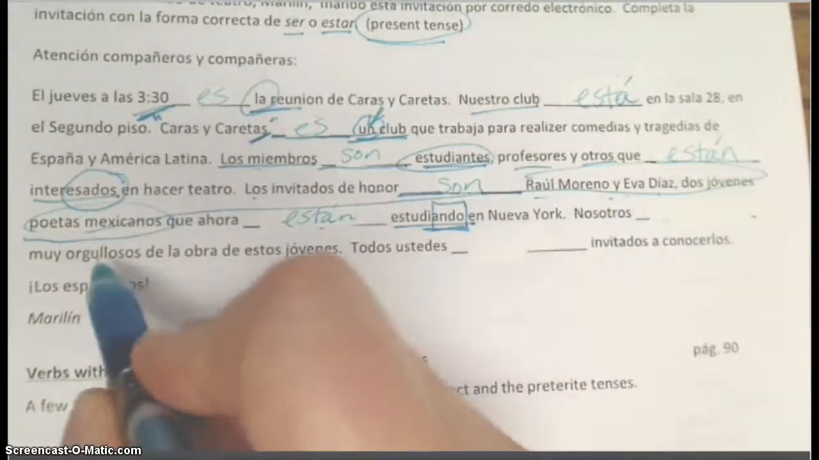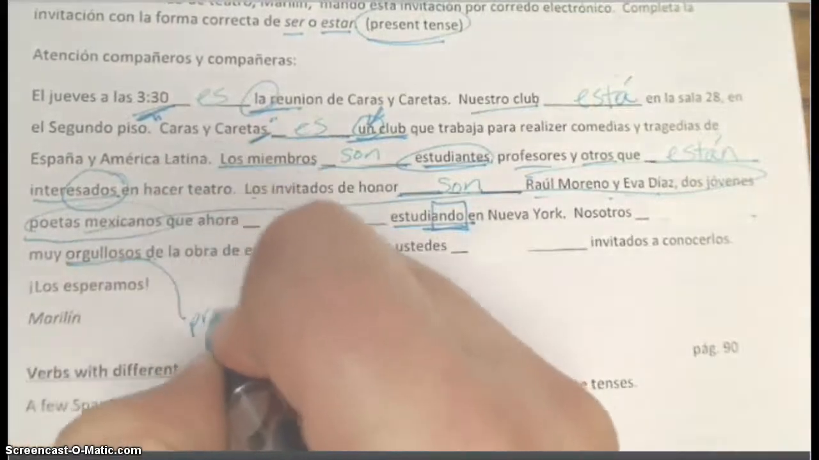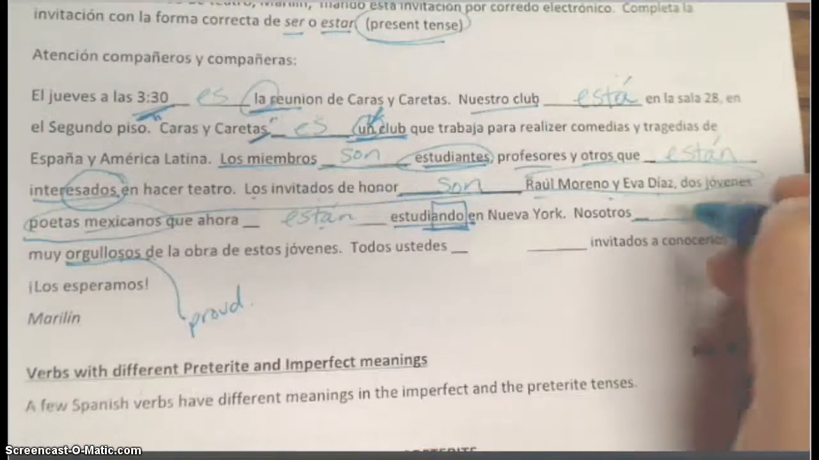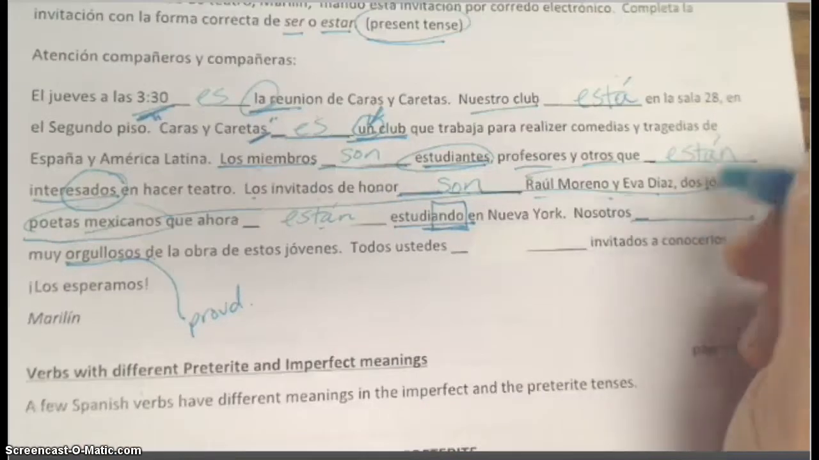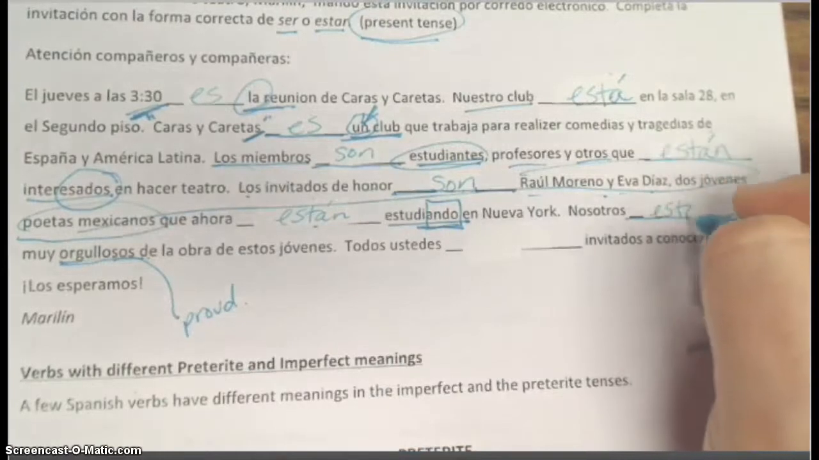Nosotros blank muy orgullosos. You would probably have to know what that means to get this right. That means proud. So we are very proud. That's a condition, right? I'm not permanently proud, although you could use it for that. But currently we're proud of the works that these people have done. So estamos.